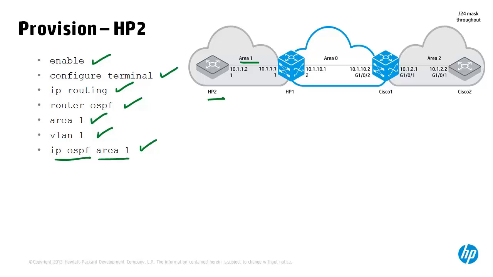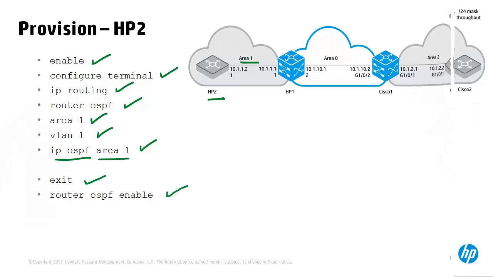To enable the OSPF process on the switch, type exit to go back to global configuration mode, and then type the command router OSPF enable. This will enable the OSPF process on the device.